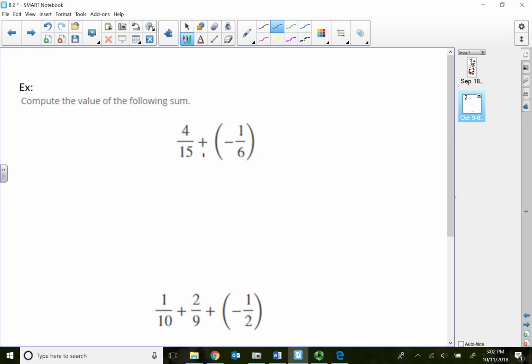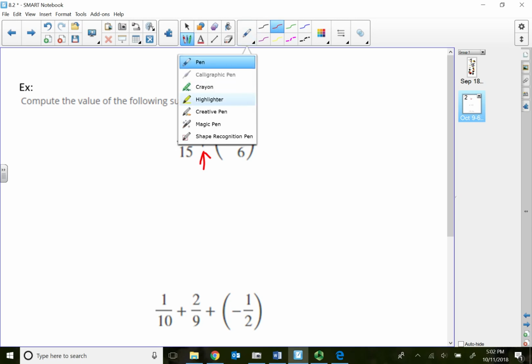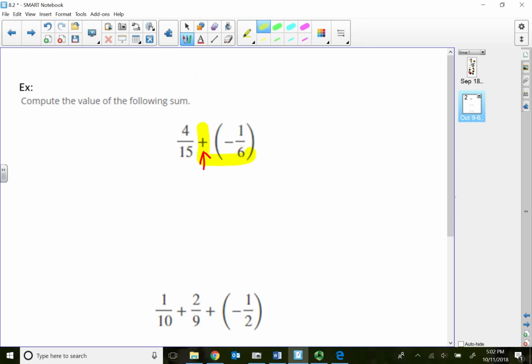The plus sign right here, my second term, is really positive 1 times negative 1 over 6. Positive times a negative is just going to be a negative 1 over 6. So in front of it, I still got 4 over 15. So this is basically a subtraction of two fractions. Let's find our LCD real quick.